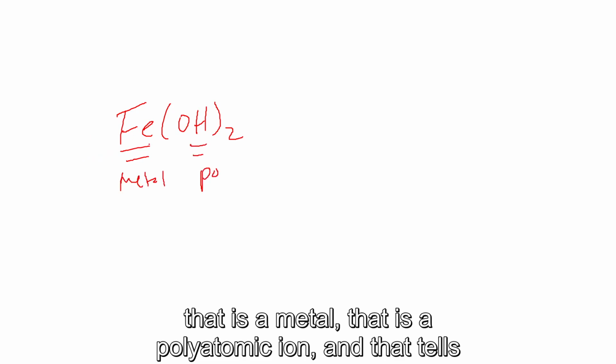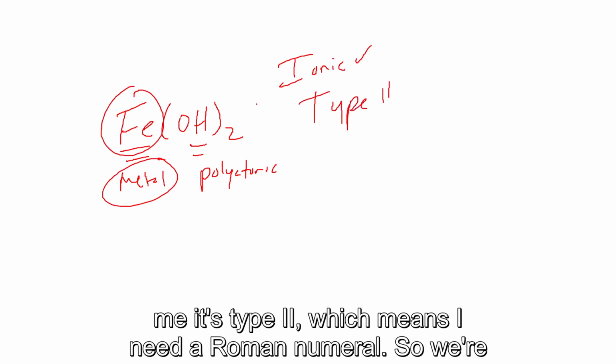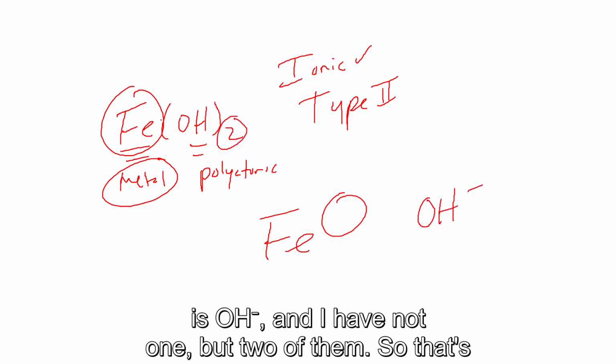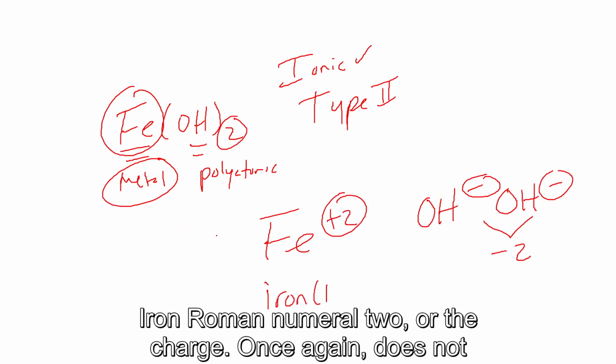That is a polyatomic ion, and that tells me it's ionic. Metal most important, transition metal tells me it's type 2, which means I need a Roman numeral. So we're going to figure out our charge here on the iron. I do know OH is OH minus, and I have not one but 2 of them. So that's going to give me a net minus 2, means my iron is plus 2. Iron Roman numeral 2 for the charge.